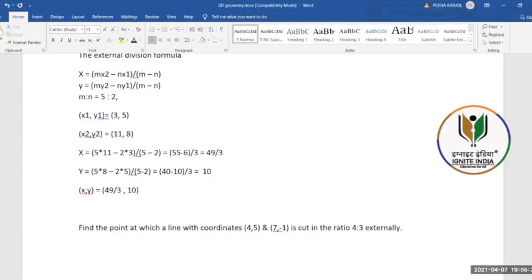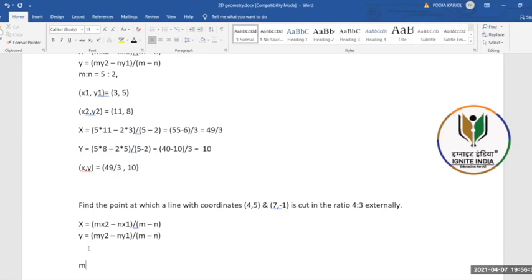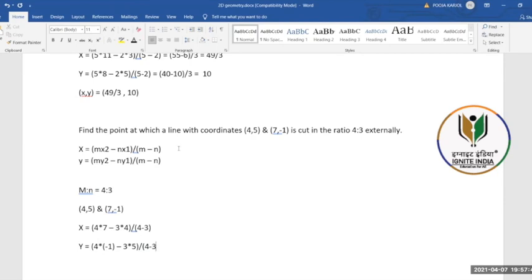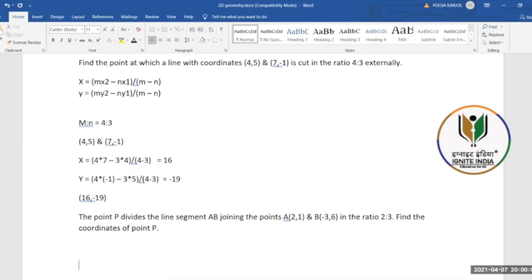Okay, this is again external, so it will be the same formula. And m is 2, minus 4 is 2, minus. The points are 16, minus 90.